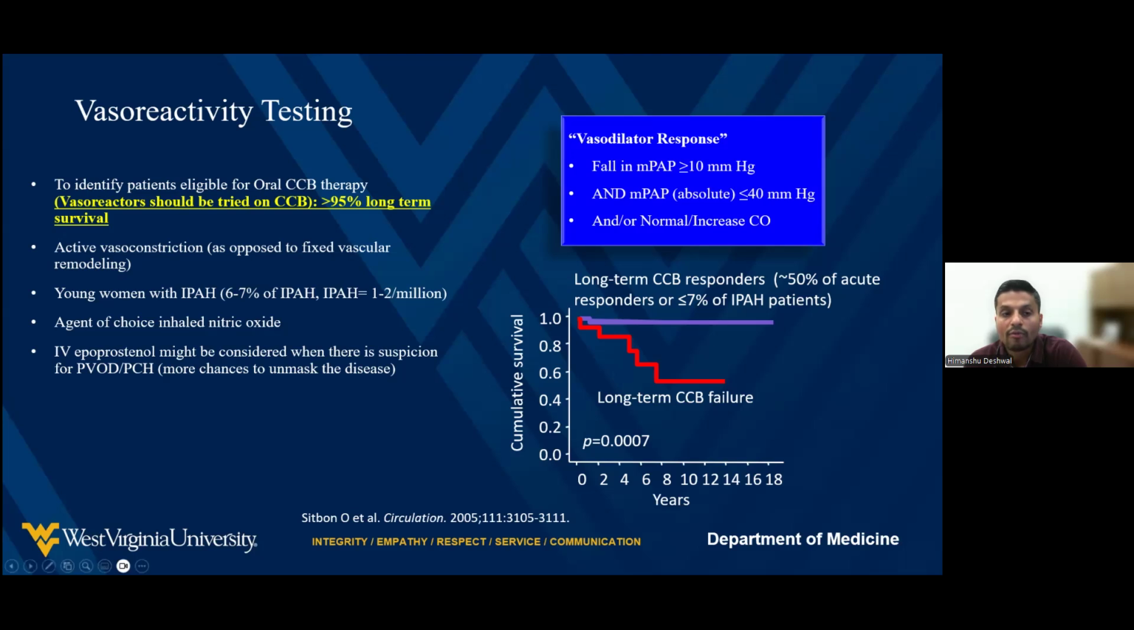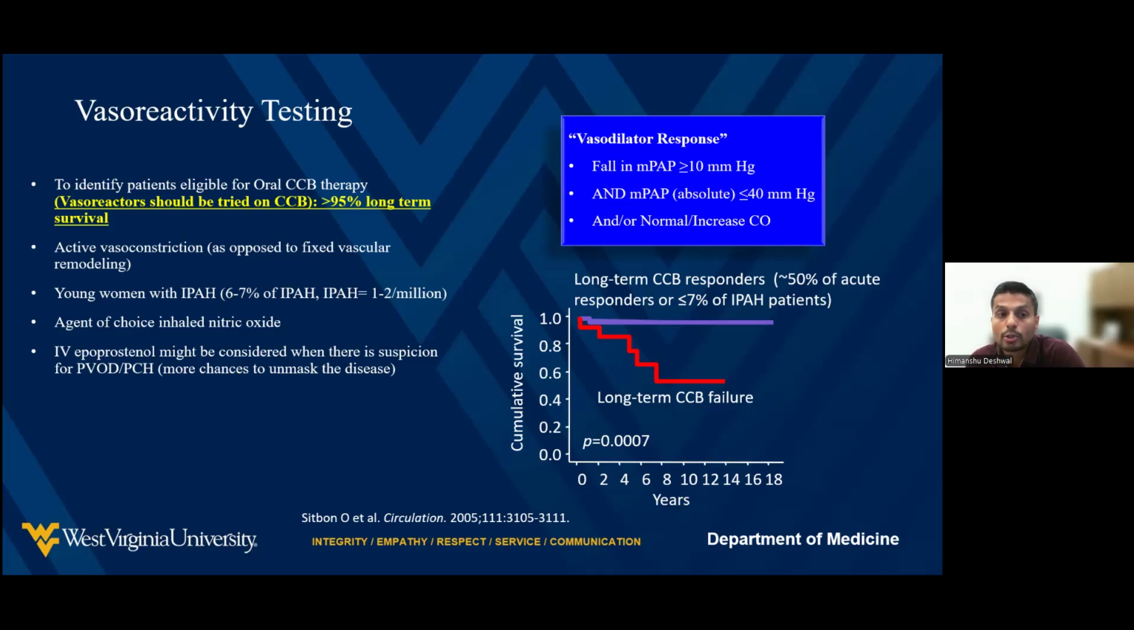If you are vasoreactive, which is 1 to 2 patients in a million, it's an extremely rare form of pulmonary hypertension where they will react to nitric oxide or Flolan, and their pressures will go down. These patients benefit significantly from calcium channel blockers like amlodipine, diltiazem, and verapamil. But the rest of the patients, if they don't respond, are not candidates for calcium channel blockers, and you need to start them on other PH therapies that we'll talk about. So not everybody who has pulmonary hypertension should be given calcium channel blockers, because they can actually make things worse.